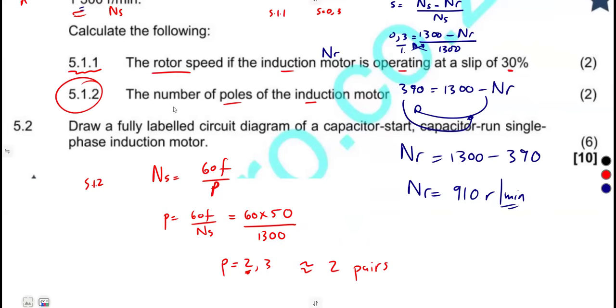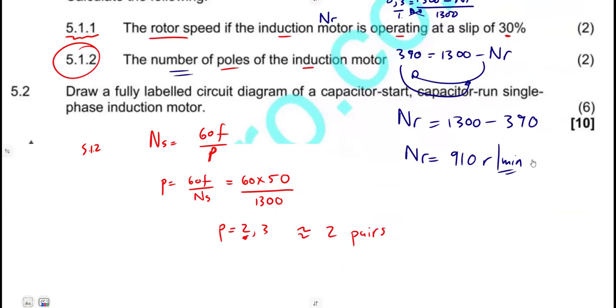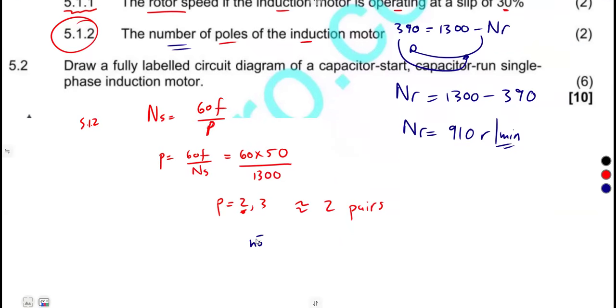So how many poles from 2 pairs? Each pair has got 2 poles. So the number of poles will simply be equal to 2 times 2, which is 4 poles. We are now answering the number of poles directly.